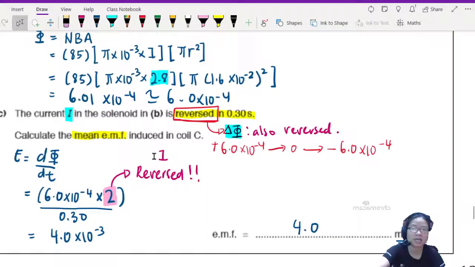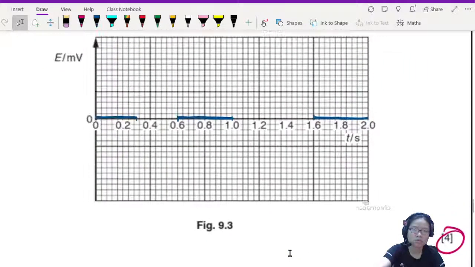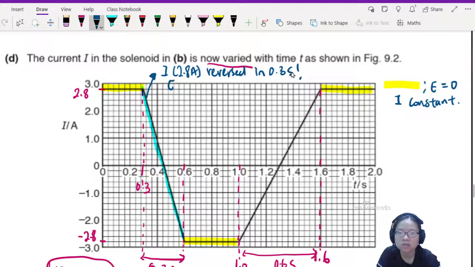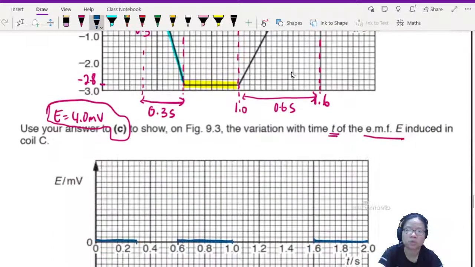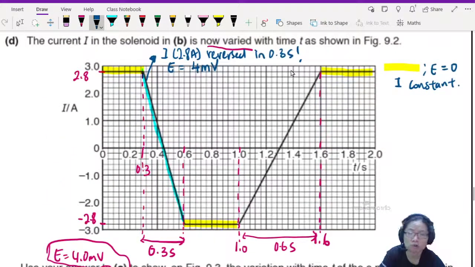Okay, so in this case, your I is reversed from 2.8 to negative 2.8 in the same period of time. So this is 4 millivolt. So hence for this one, the induced EMF is 4 millivolt. So I'm gonna draw 4 here. I guess if you want to, you could just draw 4 boxes, because I kind of don't know what the other one is. But if you have the foresight, you can actually tell that this one took twice the time. So if it took twice the time, then the rate is half. If the rate is half, the EMF is half.